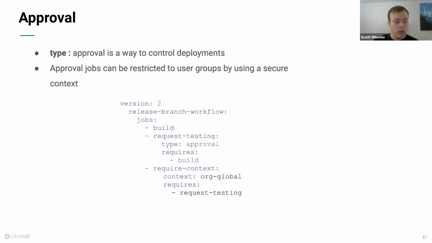If you're on GitHub and you want to restrict an approval, you can use a downstream context. So what happens when someone clicks approve? If they don't have access to that downstream context, the build's going to fail and not allow the deployment to happen.